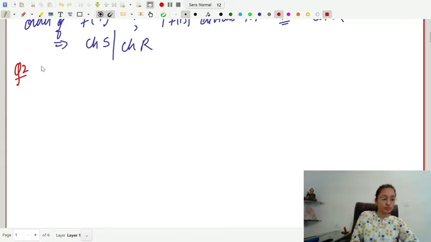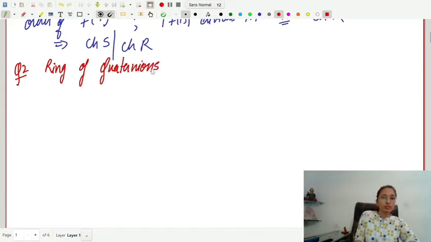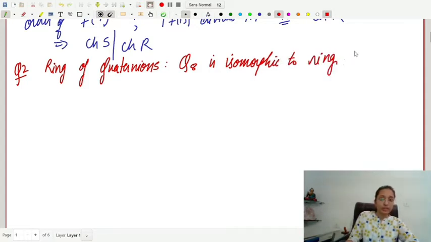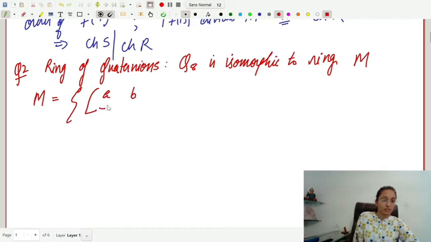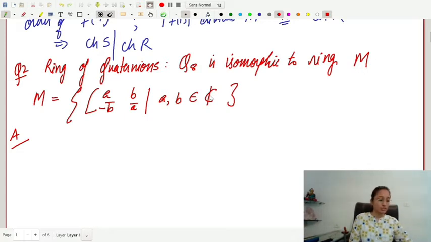Question 2. Ring of Quaternions, that is Q8, is isomorphic to a ring M defined as matrices of the form A, B, minus B conjugate, A conjugate, where A and B belong to complex. The answer: we basically have to show this.